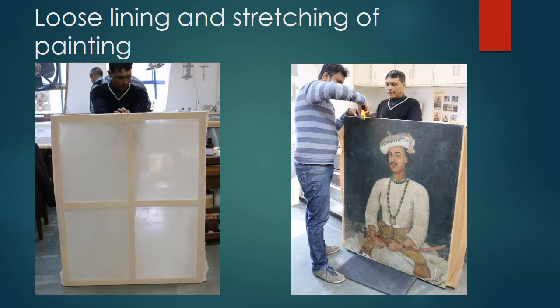Loose lining and stretching of painting. After completing the putty filling process, a support fabric, in this case marking cloth, was stretched on a new stretcher before stretching the painting canvas with lining. This fabric will protect the painting canvas from dust, dirt, and also from direct contact with the stretcher edges. The painting was then stretched on the stretcher over the loose lining.